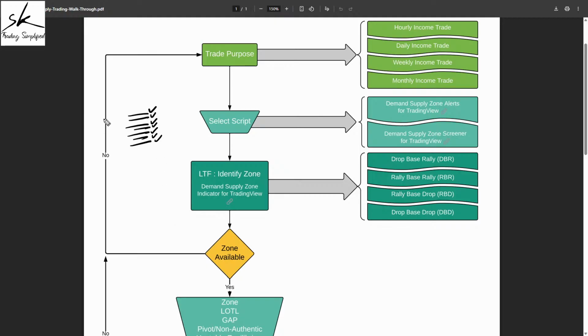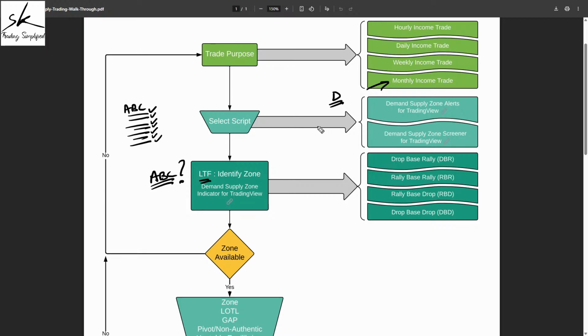So let's assume I got a list, and in that list, the very first one was ABC. So what am I supposed to do now? I need to go to the symbol ABC, and I need to go to the lower time frame. So the question is, what is my lower time frame? We got the answer from our step number 1. That as a monthly income trader, my lower time frame will be daily.